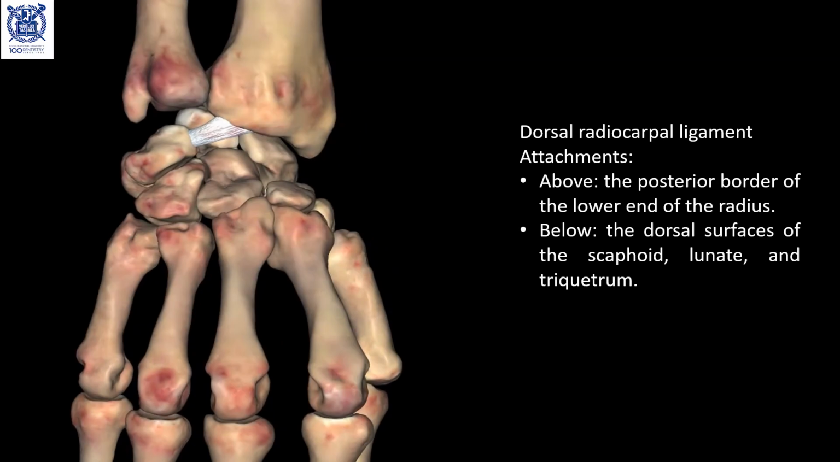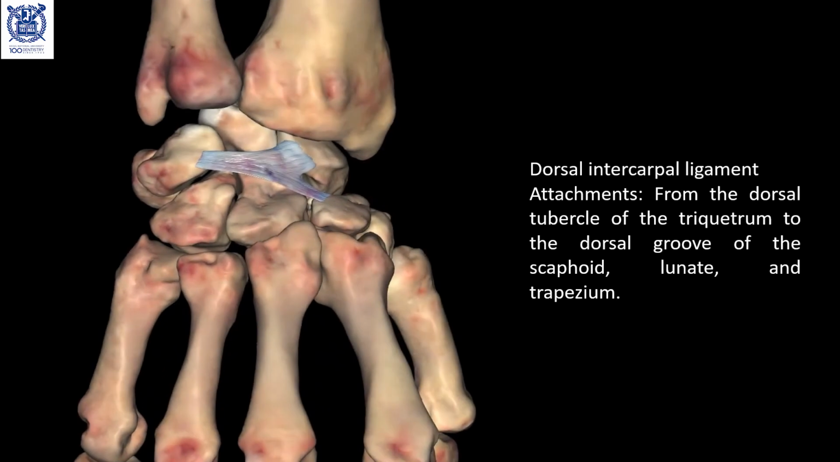Dorsal radiocarpal ligament. Above, it is attached to the posterior border of the lower end of the radius. Below, it is attached to the dorsal surface of the scaphoid, lunate, and triquetrum. Dorsal intercarpal ligament. It is attached from the dorsal tubercle of the triquetrum to the dorsal groove of the scaphoid, lunate, and trapezium.